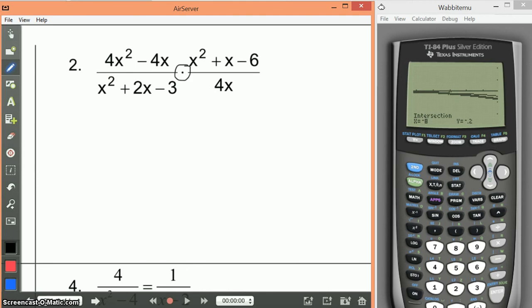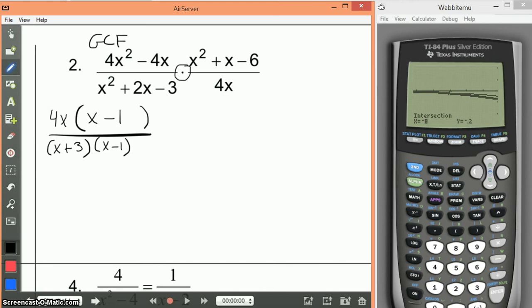So let's try to factor. The top, I can see that there's a GCF. So I'm going to take a 4x outside. I will be left with x minus 1. On the bottom, you can tell that it's a trinomial, so think of 2 numbers. When you multiply, you would get -3, and when you add, you get 2. 3 and -1, makes sense? Okay, 3 and -1, so x plus 3 and x minus 1.